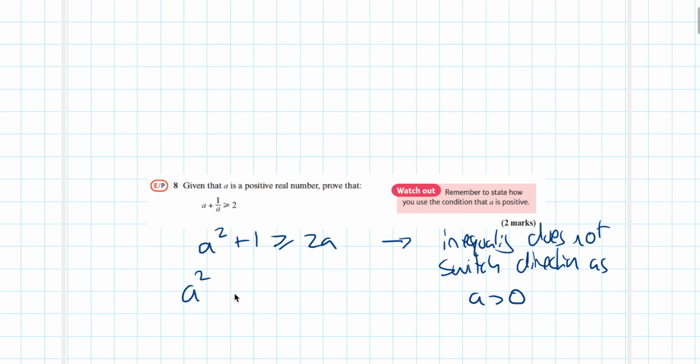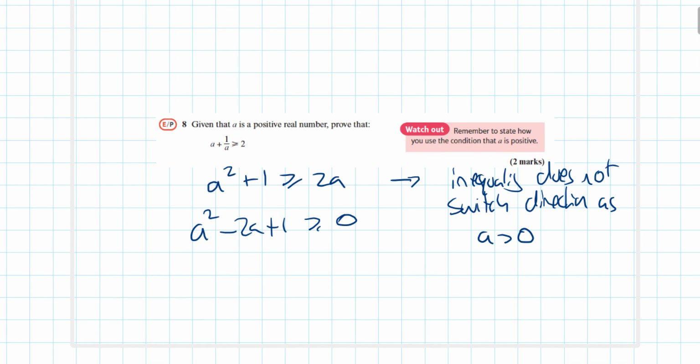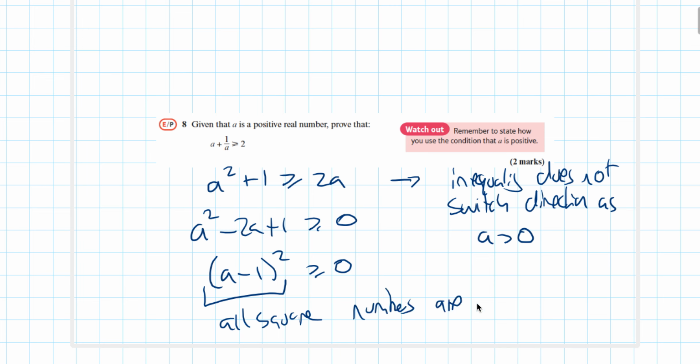From here, it's just a basic step of a^2 - 2a + 1 is greater than or equal to 0. And then from here, we're going to factorize. So it's going to be (a-1)^2 is greater than or equal to 0. And that is enough to prove, essentially, that all values of a are going to be bigger. The reason why is because it's a squared number, so all squared numbers are greater than or equal to 0. So therefore we know that we've proven that this holds true.